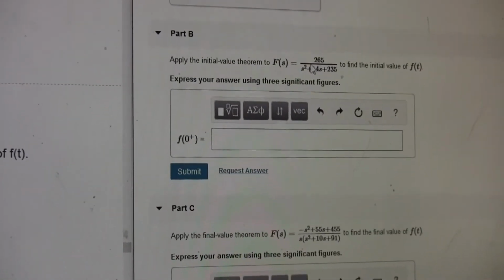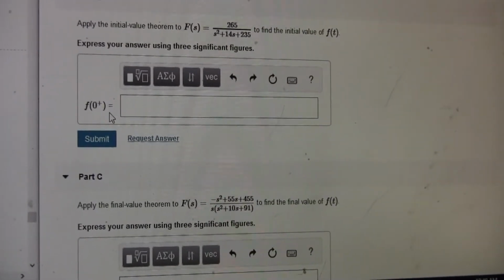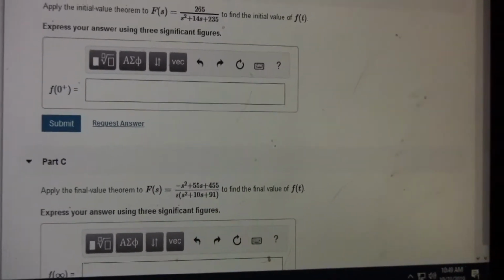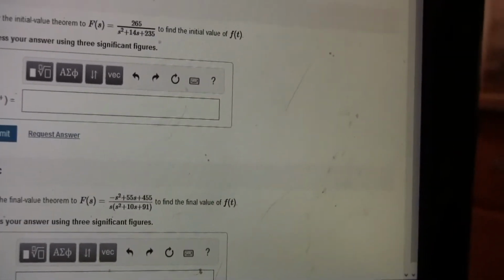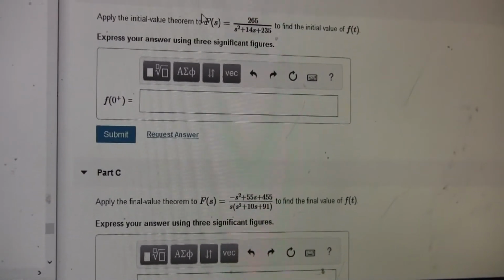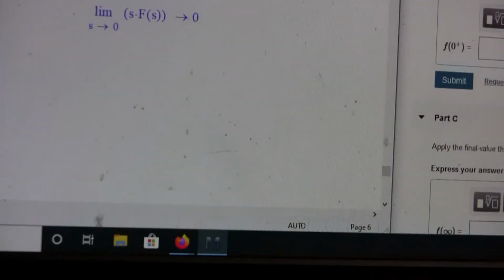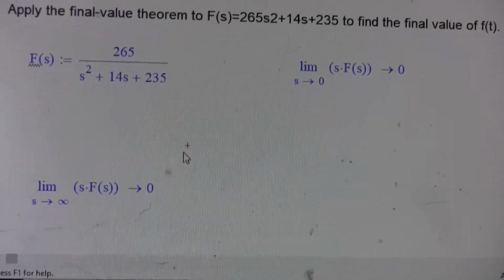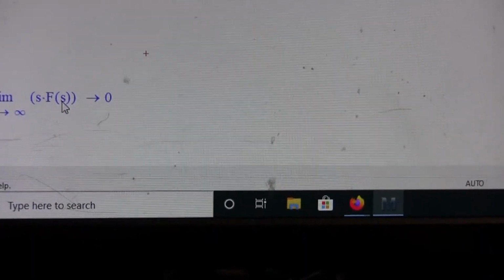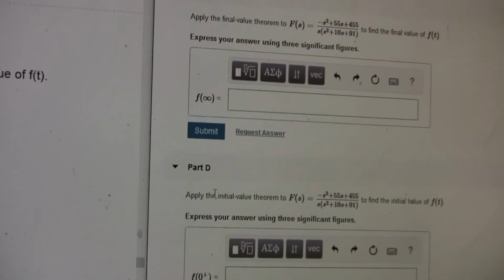And then for the initial value, you're going to let s go to infinity. Infinity, okay. I know, it's like upside down, right? Oh, 0 again. Okay. I think I get it then.